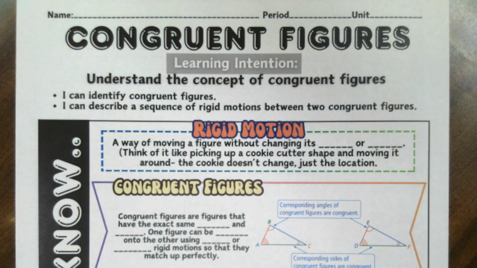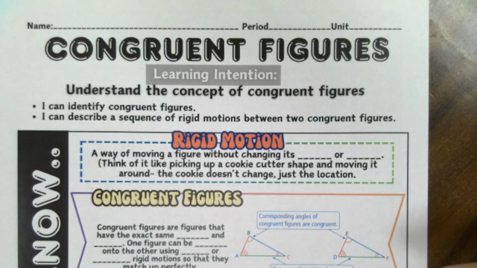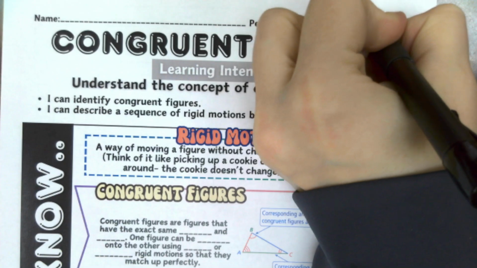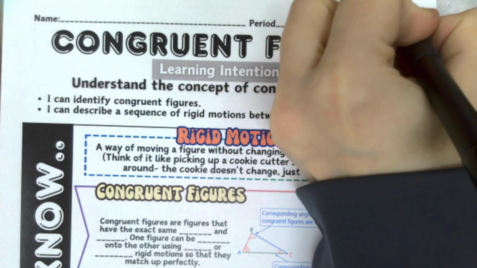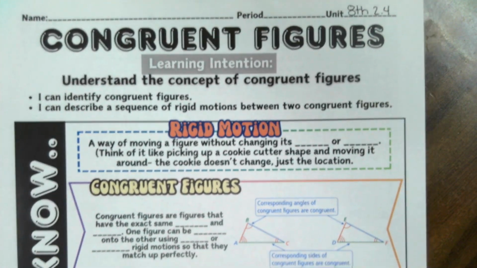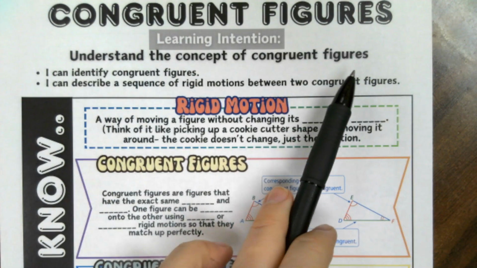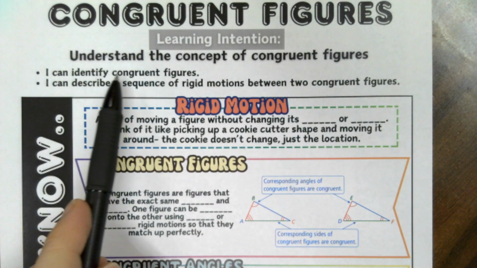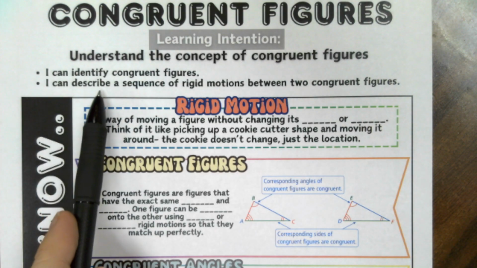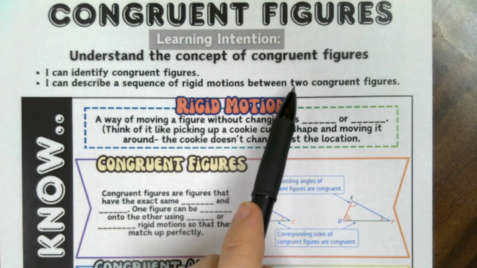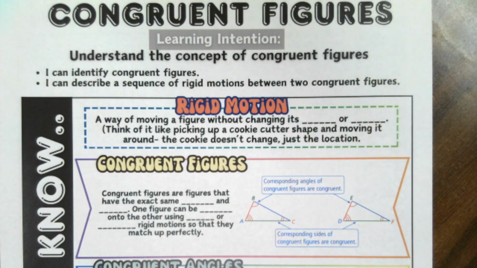This one is on congruent figures. You'll find this in the 8th grade book, section 2.4. All right, so our learning intentions for this one is to understand the concept of congruent figures. You'll be able to identify congruent figures and describe a sequence of rigid motions between two congruent figures.